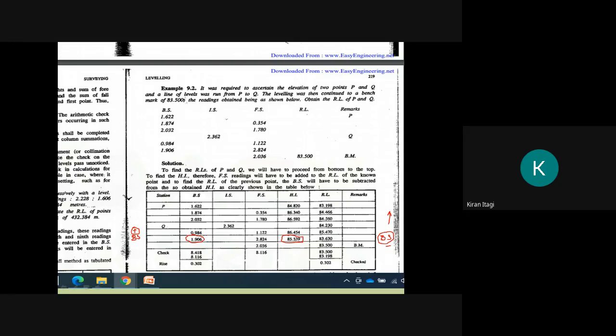So 85.539 minus 1.906, how much are you getting? 83.630. Now how to determine this one? Again the same procedure: height of the instrument minus the fore side, we will get the RL. If there is any intermediate one, and if not, it is already given, so it is not necessary to determine the RL. Now see here, we have got the RL here, but we don't have the height of the instrument. Correct?